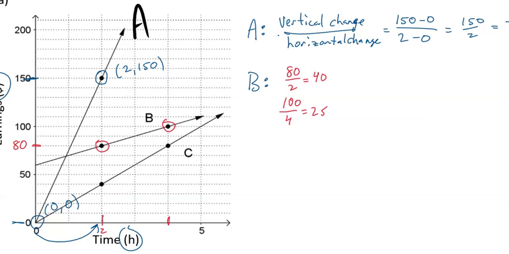So to do this correctly, I do the vertical change, 100 minus 80. And remember, it doesn't matter which direction you subtract, but you have to be consistent. And this is 4 minus 2. 100 minus 80 is 20. 4 minus 2 is 2. That's $10 per hour. Not the best rate of pay.